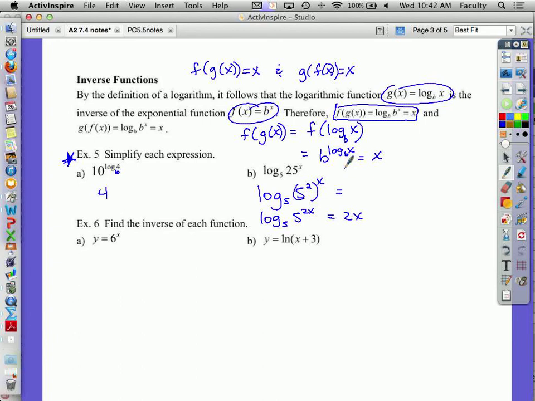Okay. All right, it says find the inverse of each function. Well, let's write our note to ourselves. To find the inverse, you switch x and y, then solve for new y. So let's do this. If I switch the x and the y, the problem I have is y is the exponent.